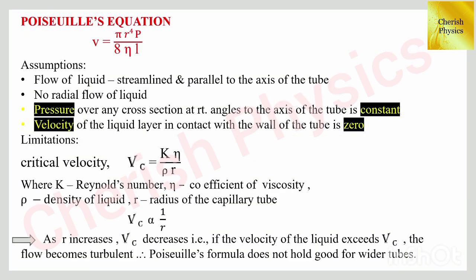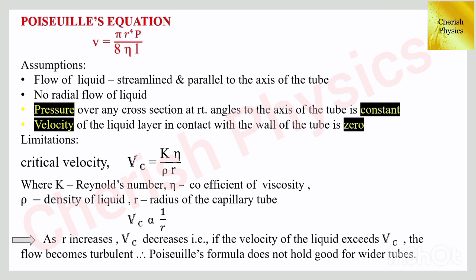In this experiment, Poiseuille made several assumptions. The first one is that the flow of the liquid should be streamlined and parallel to the axis of the tube. Second, there should be no radial flow of liquid. Third, pressure over any area of cross section at right angle to the axis of the tube is constant. Fourth, the velocity of the liquid layer in contact with the wall of the tube is 0. Let us see its limitations.